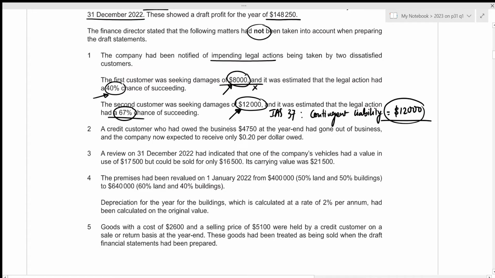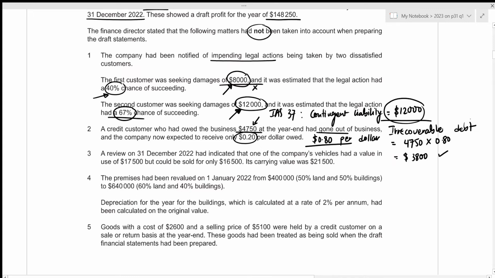Then for the second information, a credit customer who owed the business 4,750 at the year end had gone out of business. So that customer is now bankrupt and the company is now expected to receive only 0.20 per dollar owed. Since we will be receiving 0.20, the amount that we won't be receiving will be 0.80. That's 1 minus 0.20 per dollar. And the amount that we won't receive is just going to be the irrecoverable debt. So let's calculate the irrecoverable debt in this case. That is just going to be the total amount of 4,750. And out of the total amount, we will not be getting 0.80 per dollar. So we're just going to multiply it by 0.80, which gives the value of 3,800. In order to rectify it within our statement of profit or loss, we need to subtract this as part of the irrecoverable debt, which is a part of overheads. That's all for the second information.